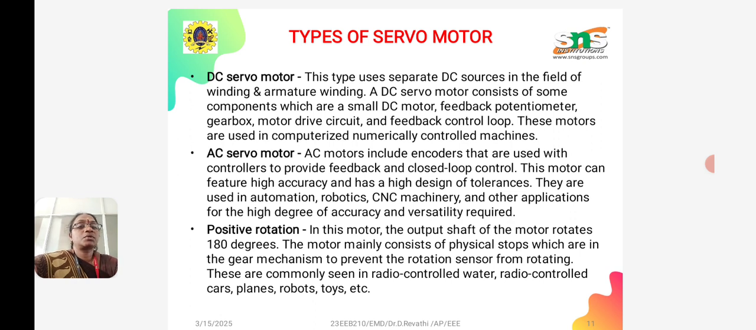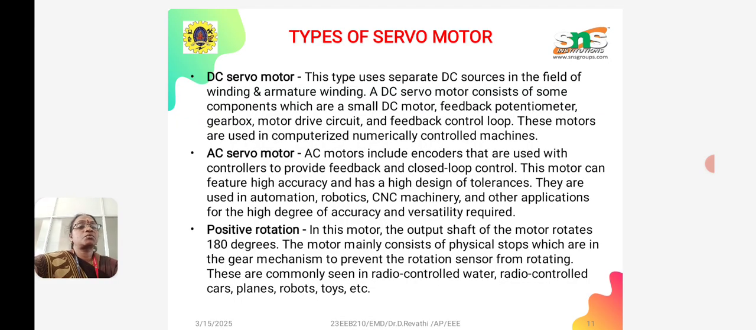Types of servo motor: DC servo motor, AC servo motor, and positional rotation. In the DC servo motor, there is a separate DC source in the field winding or armature winding. A DC servo motor consists of components which are a small DC motor, feedback potentiometer, gearbox, motor drive circuit, and feedback control loop. These motors are used in computerized numerically controlled machines.